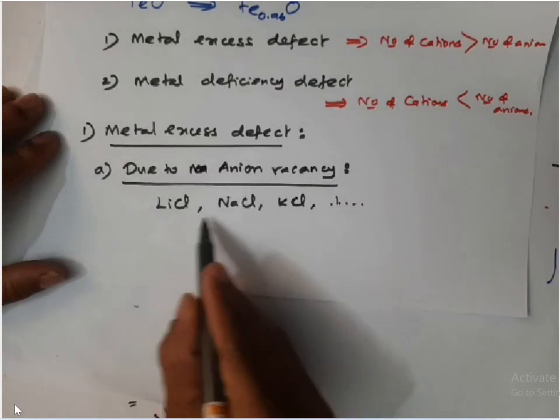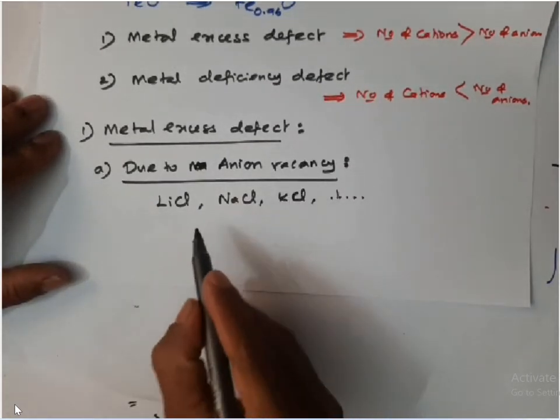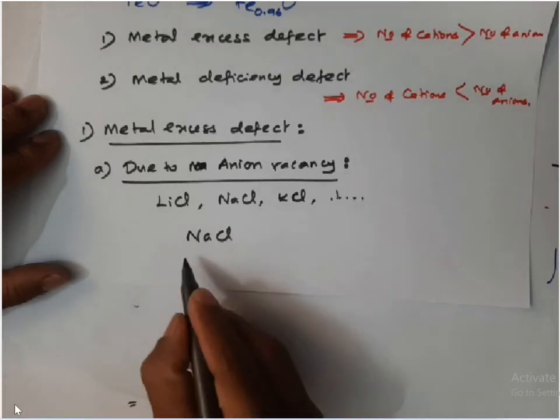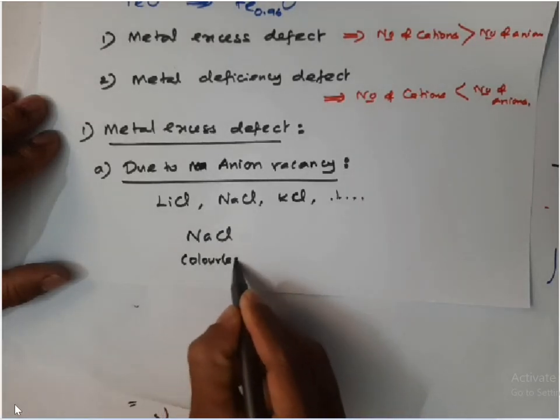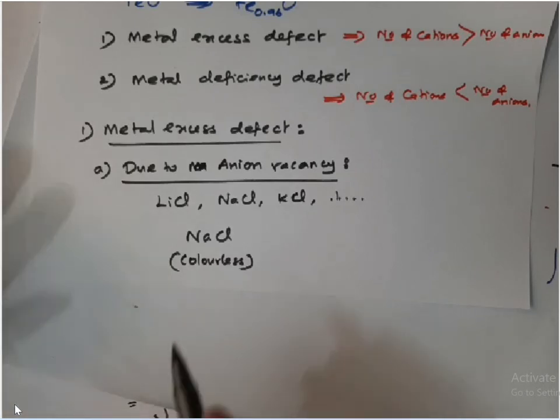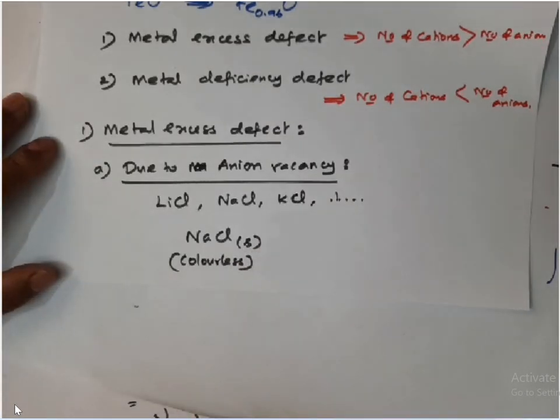Suppose you take these alkali metal halides, say for example sodium chloride. Students listen, pure sodium chloride is colorless. The table salt, if you see the table salt, it is colorless, or people say that it is white. Actually in chemistry, white means colorless. So sodium chloride is colorless.